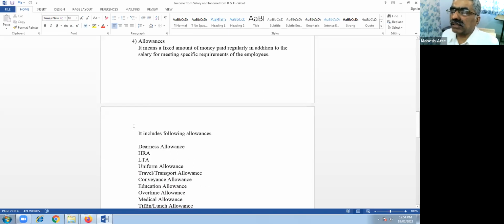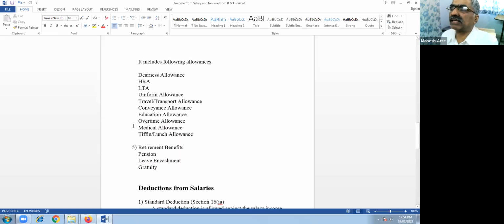Now, allowances include the following allowances. Maine kuch example diye hai. So it may be a dearness allowance. It may be a house rent allowance, we call it HRA. It may be LTA, leave travel allowance. It may be a uniform allowance. In addition to that, it may be a travel or transport allowance, conveyance allowance, education allowance, overtime allowance, medical allowance. It may be a tiffin or lunch allowance. So allowances may be of different types.